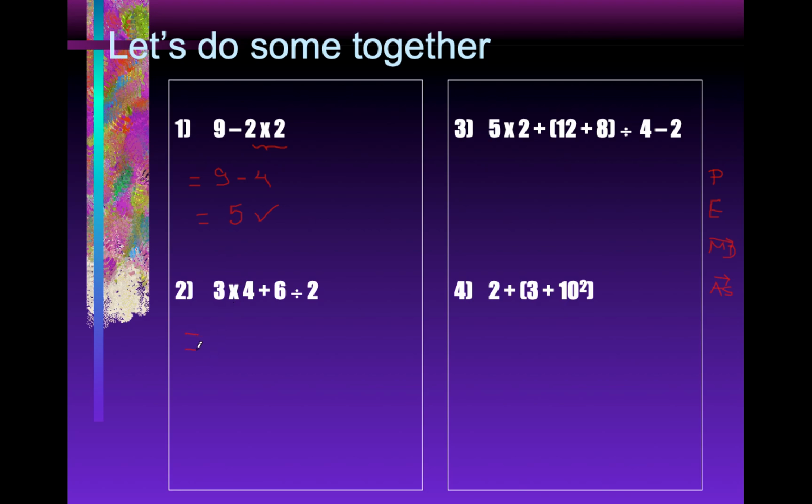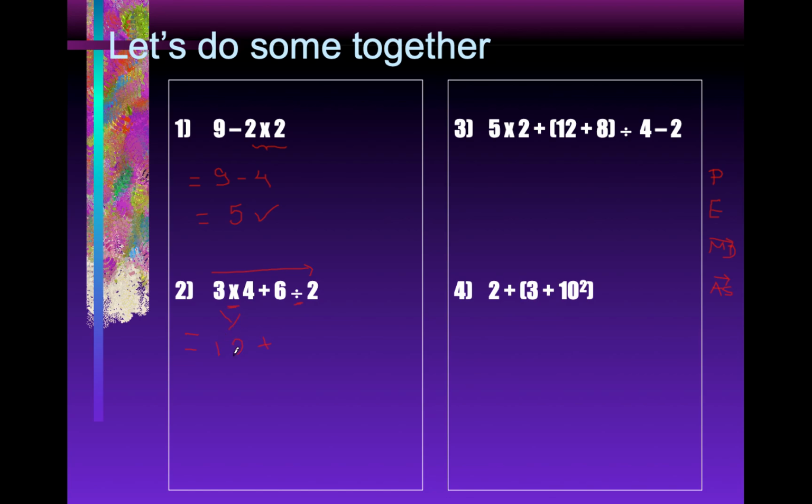This one, let's see. I have multiplication, addition, and division. I don't have parentheses, and I don't have exponents. So I'm going to go straight to multiplication, division. Oops, I have both. Which one do I do first? From left to right. So I'm not going to do my addition. The first one here from left to right is multiplication. So I'm going to do this one first.